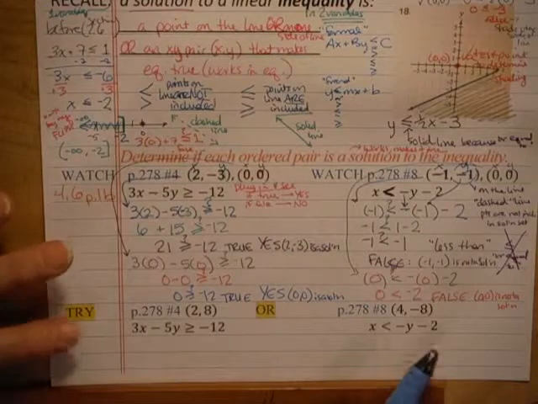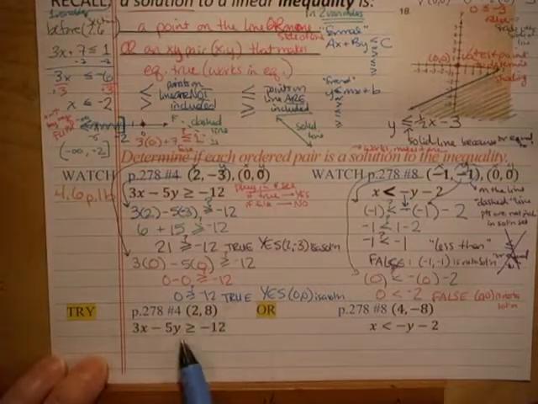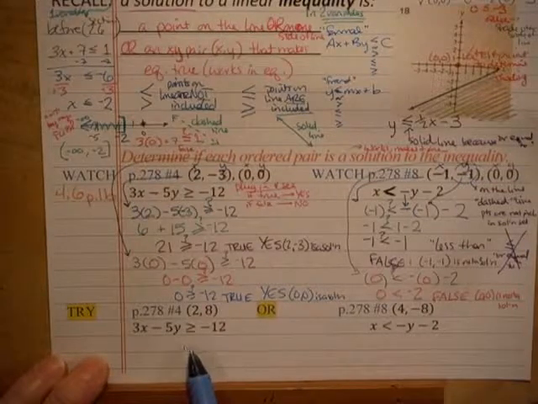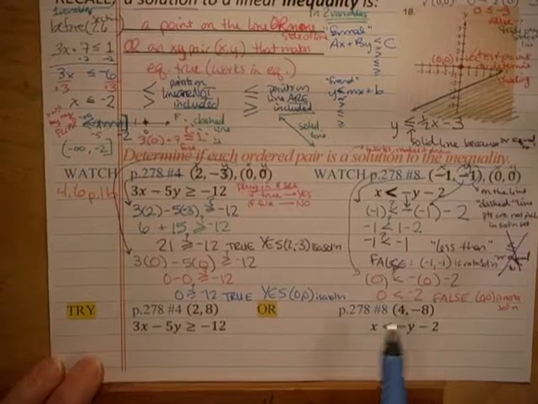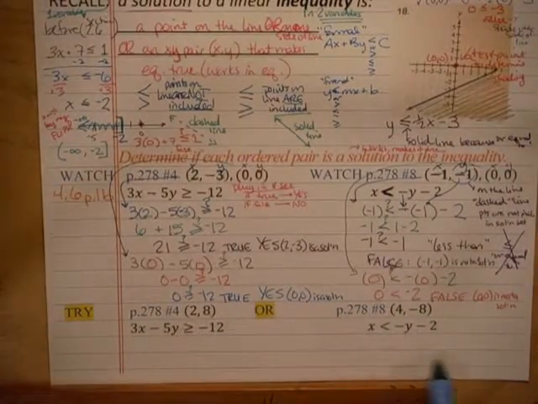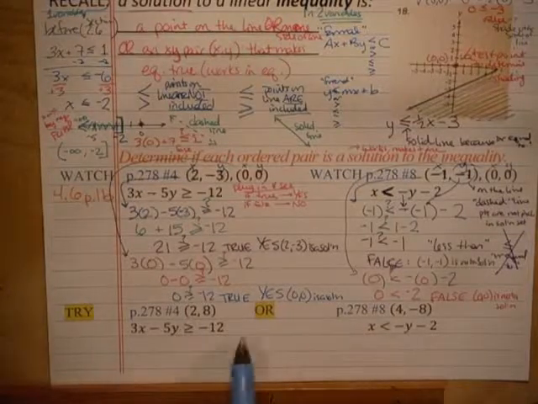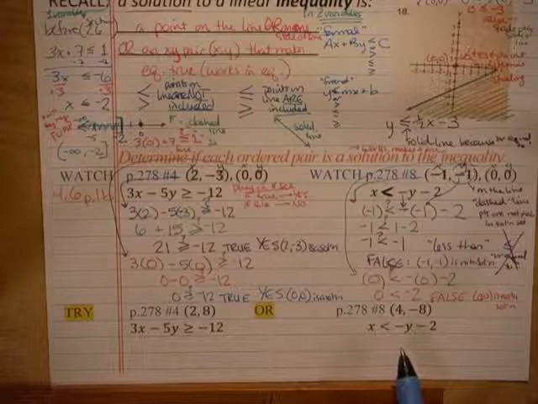And now we're down here to some try problems. So they give you one point to plug in and see if it's true, then it's a solution, false, not a solution, and then one to try here. So it says or, so you can pick either one. You've got kind of this rearranged solve for x version here. You've got more of a standard version here. One is greater than or equal to, one is less than.